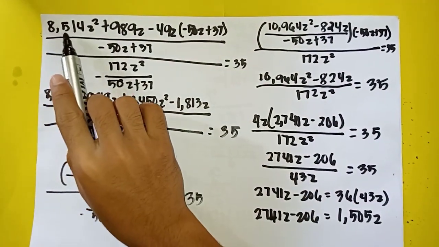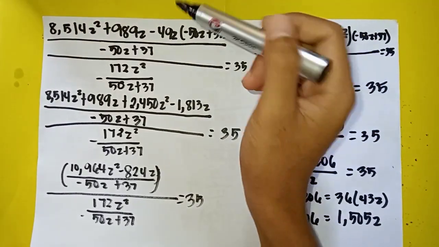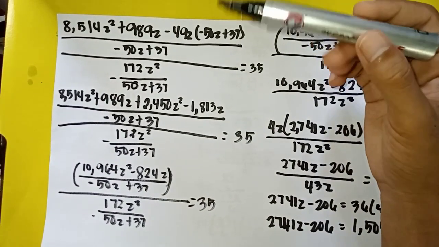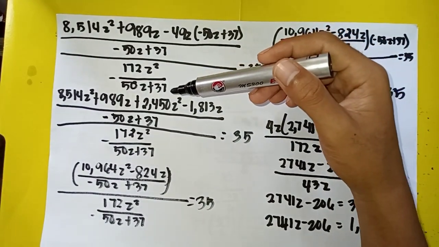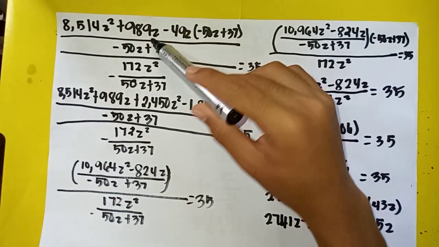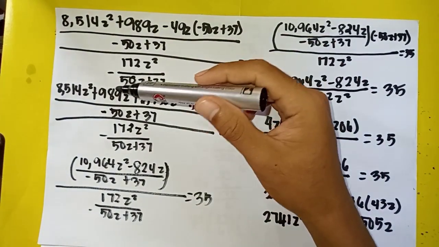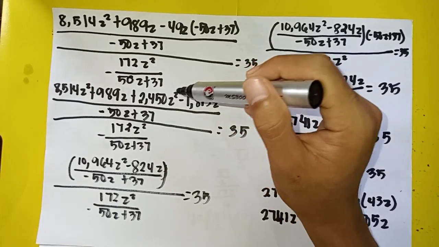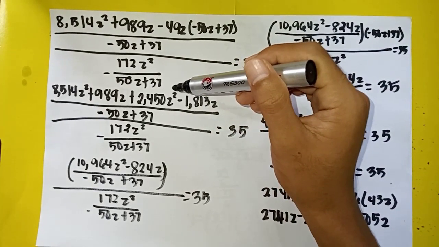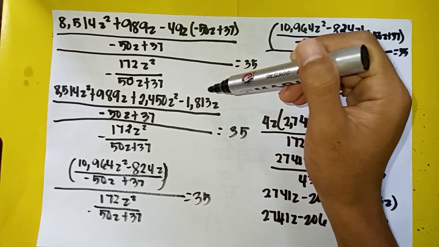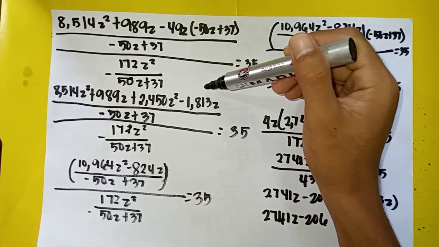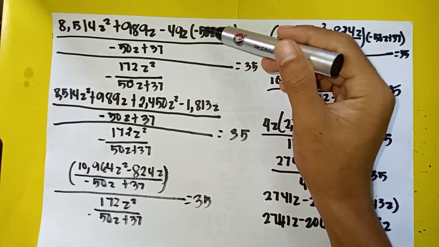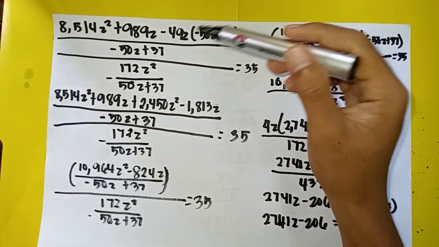Then we have here 8,000. The next, what we will do is cancel. We will cancel 15. So what will be left is 8,514z squared plus 989z plus 2,450z squared minus 1,813z. These two terms came from negative 49z times negative 50z plus 37.